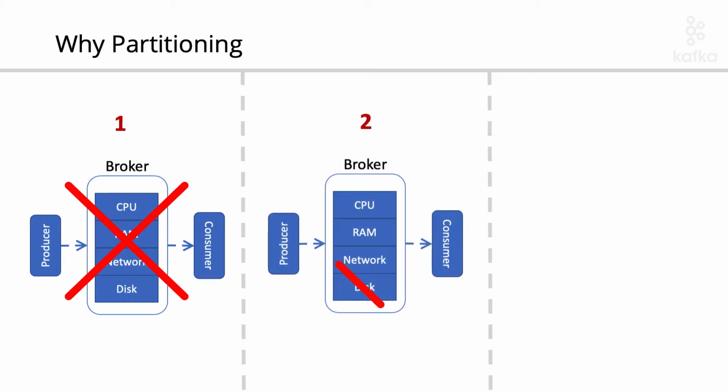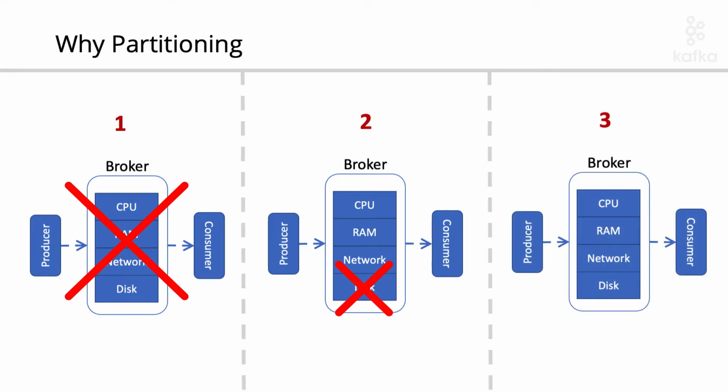Number 2. There may be too much data in the topic and it may fill the disk. And number 3. There may be too many producers or consumers, and one machine cannot handle the I/O because the clients may overload the server.